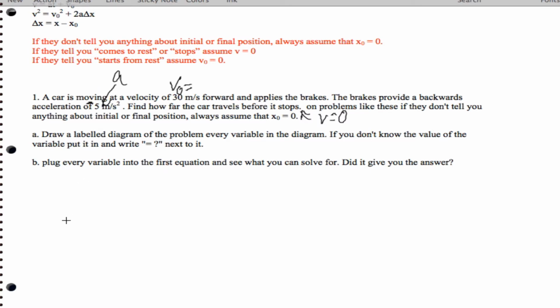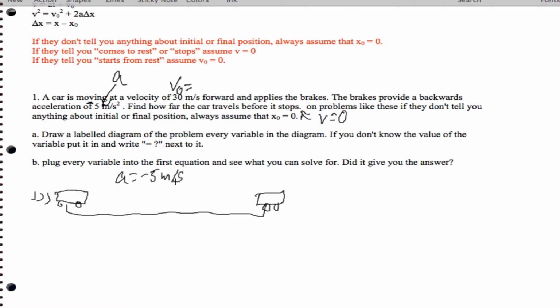So what I want to do is actually draw a picture. So we'll draw like a little car here. This is my idea of a car. It's obviously a really bad drawing. And then it comes to rest. And now I'm going to label every letter in the picture. So I have acceleration is negative 5 meters per second squared.